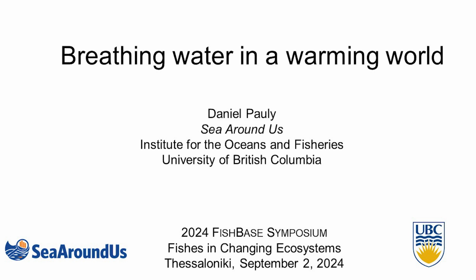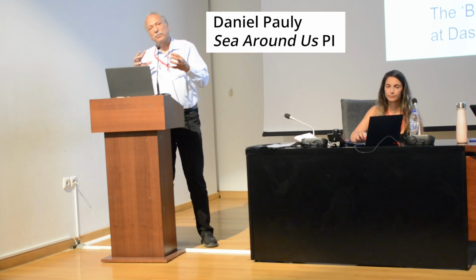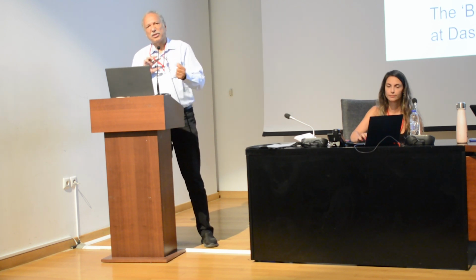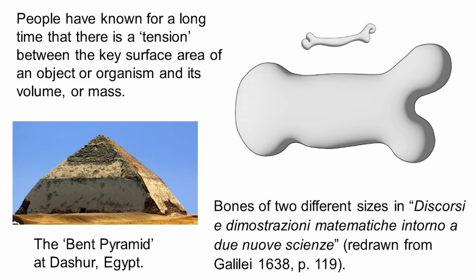It was known for a very long time that in a physical object there is a tension between the various dimensions, especially between the surface and the volume. The picture of this pyramid, one of the earliest that were built, reflects that. This is the only color picture that you will see, so better look at it.